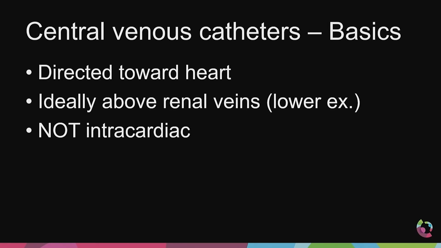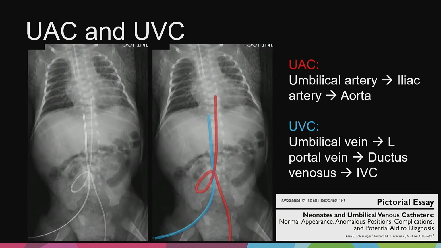And in general, we do not want these catheters in the heart, because large bore and small bore catheters can both whip around in the heart or embed in the heart and cause lacerations or cardiac damage. So speaking about umbilical arterial and umbilical venous catheters, these have somewhat of a unique course that is important to be familiar with.